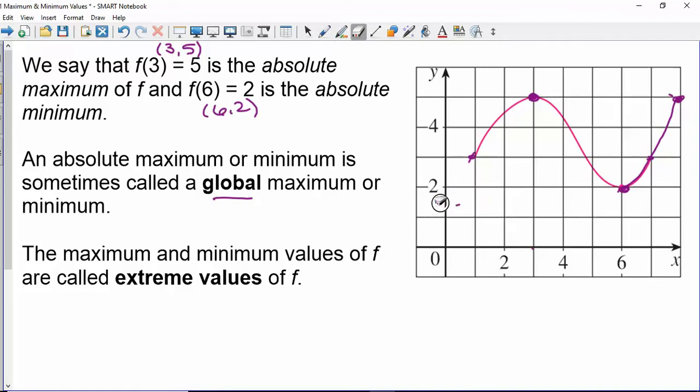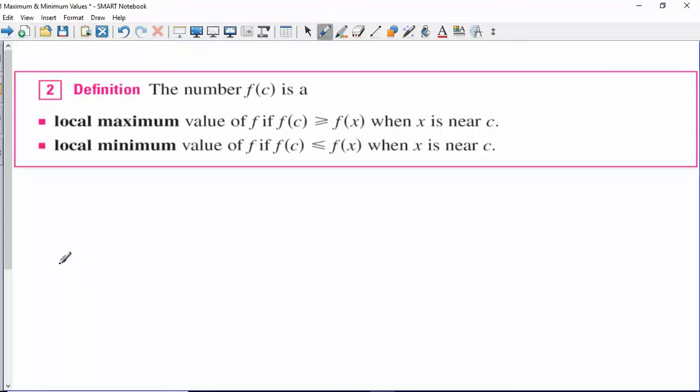What if on my graph, let's say this had been an open circle. So that's the lowest point, but it's not technically on my graph because it's an open circle. So do I have an absolute minimum? No. So if it's an open circle or an arrow there, you won't have one. So you don't have to have the absolute maxes and mins.